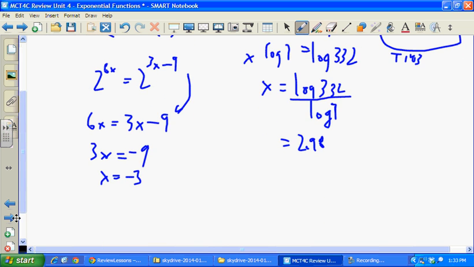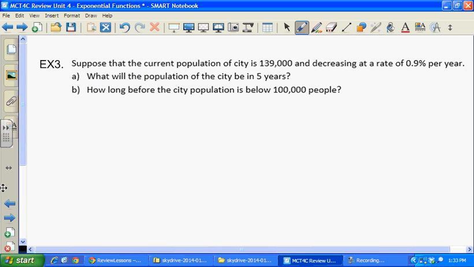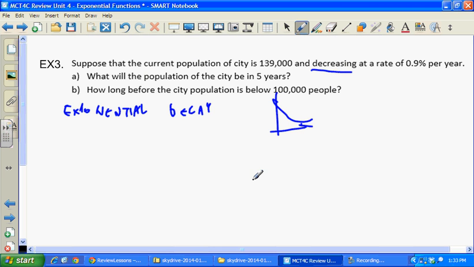Is there another one on this page? Nope. Let's keep going. Aha. A word problem. Suppose that the current population of a city is blah and decreasing, that's an important word, decreasing at a rate of 0.9% a year. The decreasing means it's exponential decay. And that makes you think of the graph going downhill like this, right? And it also means that you might think of this half-life business, but there is nothing about half-life in here.